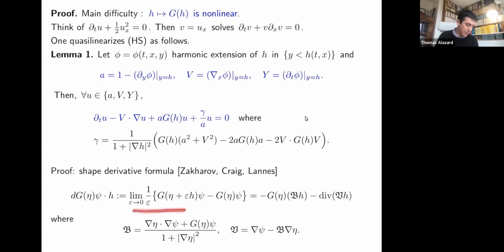Okay, you compute the derivative with respect to eta. And you have an explicit expression involving the Dirichlet-Neumann operator itself, as well as two quantities, script B and script V, which are given in terms of eta and psi by explicit expression. So once you have a tool to compute the differential of the Dirichlet-Neumann operator, you can compute what is dtGH of h, what is dxGH of h, and hence you can compute the equation satisfied by this and that.